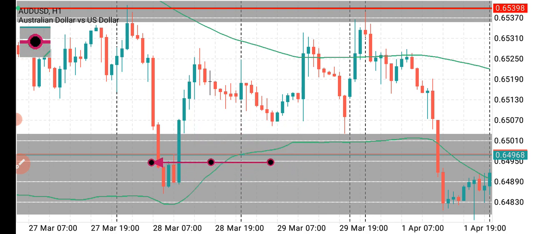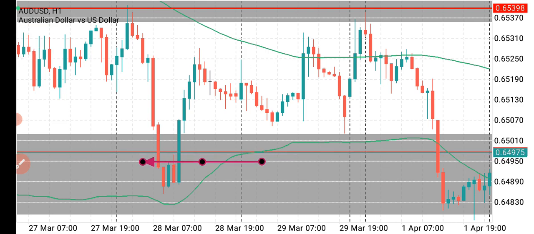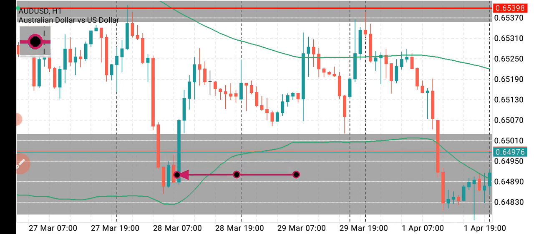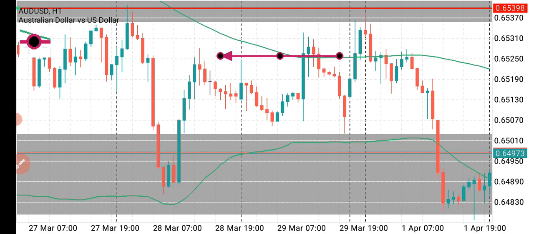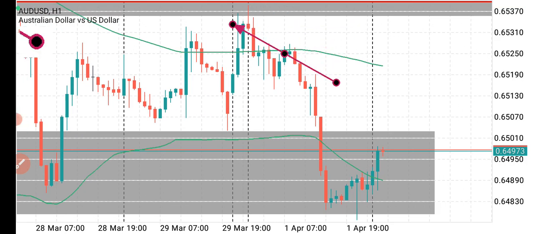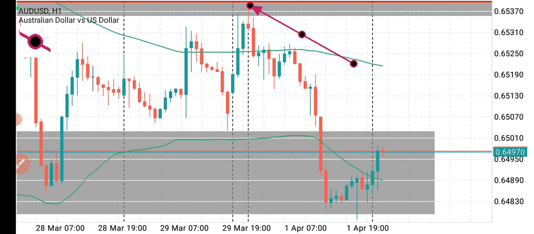So you make your entry at the close of this candle, your stop loss is somewhere around this zone, and you can see how it plays out beautifully. Now looking at this resistance zone, you can see that price came to this resistance zone.